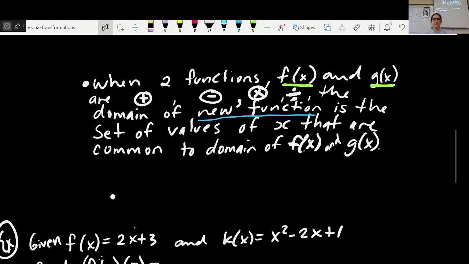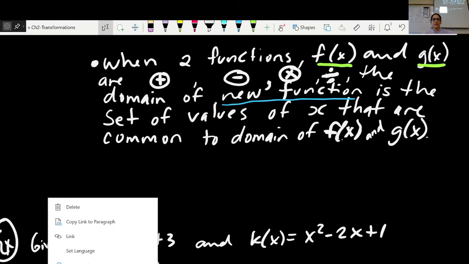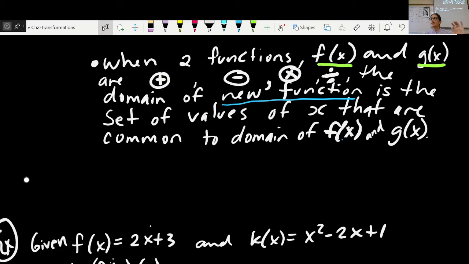Okay, so let's look at some examples where we actually can find a numerical answer. Given f of x equals 2x plus 3 and k of x equals x squared minus 2x plus 1, find f of k of 3. There's different ways we can do this. But math is about patterns and efficiency and basically simplifying to take shortcuts and find a quick, easy answer.